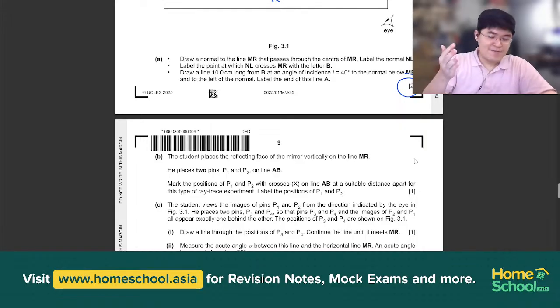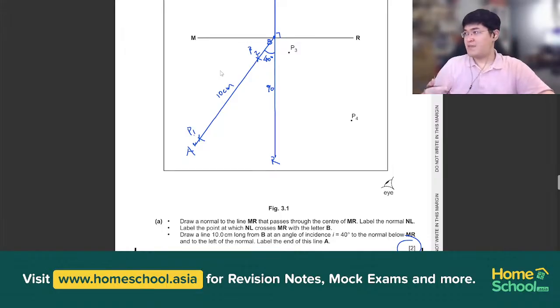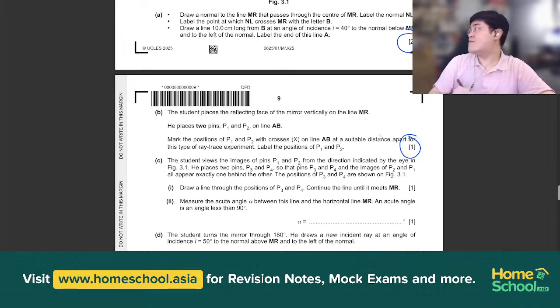The marking scheme does say that you are given 1 mark for this question if P1 and P2 are over 5 centimeters apart. Okay, doing so will get you your 1 mark. So far so good, right? Okay, so let's move to part C.